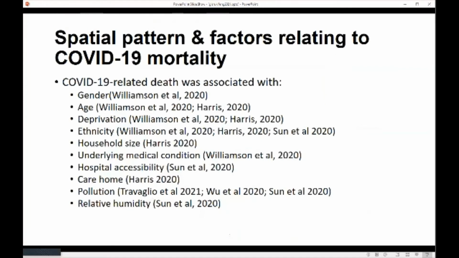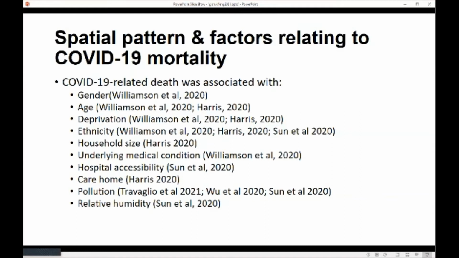Because of the urgency to investigate factors relating to COVID-19 mortality across the world, there have been lots of studies, not only about individual factors, but also on environmental, socioeconomic, and geographical factors. Here I only give you a small list of factors that have been investigated.